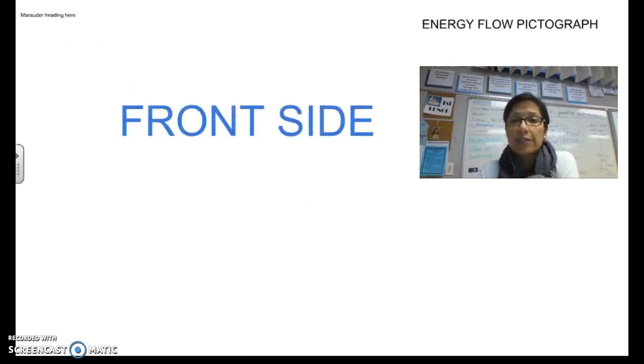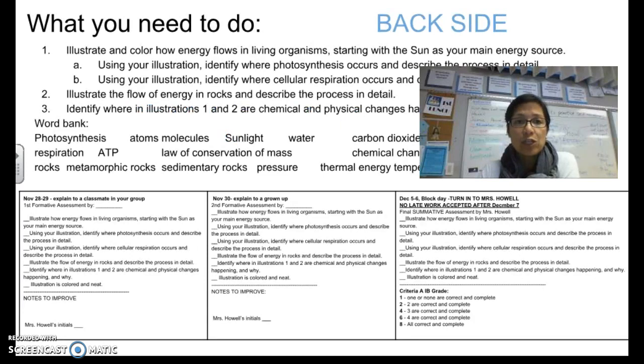This is how it looks like. It's a blank piece of paper. The back side will have instructions of what needs to be done, of the things that they need to illustrate and label. Mainly we're talking about photosynthesis and cellular respiration, and we are talking about the flow of energy in rocks, also chemical and physical change. We have covered photosynthesis and cellular respiration and chemical and physical changes. We are yet to cover the flow of energy of rocks, so that's what we're going to cover this week.